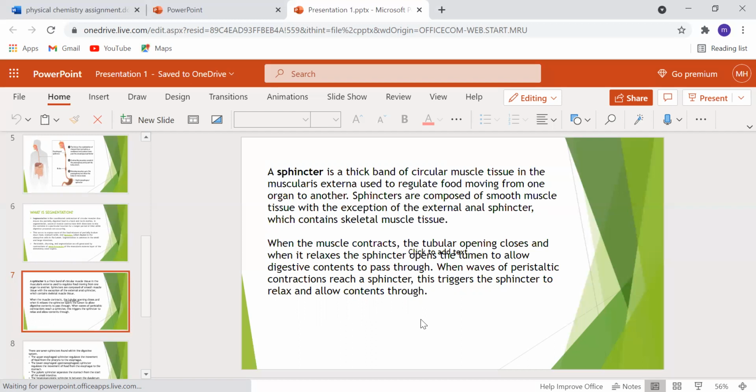Sphincters are composed of smooth muscle tissue, with the exception of the external anal sphincter, which contains skeletal muscle tissue. When the muscle contracts, the tubular opening closes, and when it relaxes, the sphincter opens the lumen to allow digestive contents to pass through. When waves of peristaltic contraction reach a sphincter, this triggers the sphincter to relax and allow contents through.